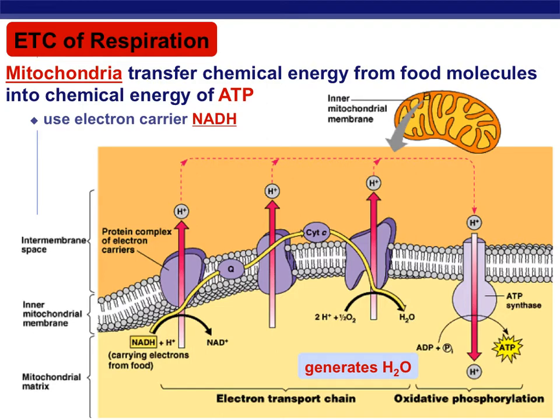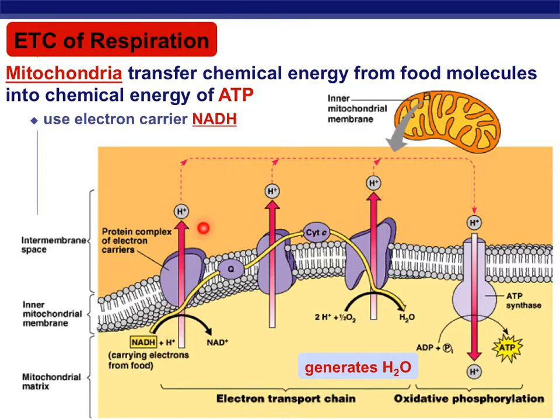So recall in electron transport of respiration, in the mitochondria, there was a transfer of the chemical energy from food molecules, from glucose, to the chemical energy of ATP. And we would use that electron carrier as an input to the electron transport, or NADH. NADH would again be oxidized back to its original form, but since that was an exergonic process, we'd harvest that energy to pump these hydrogens across that membrane.